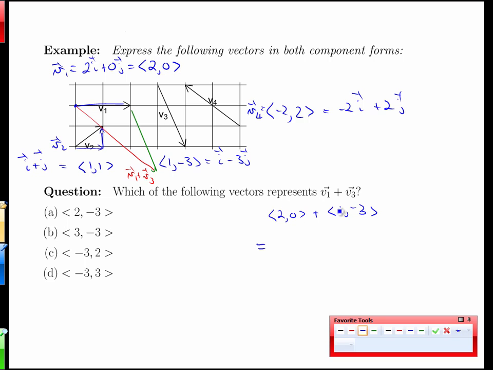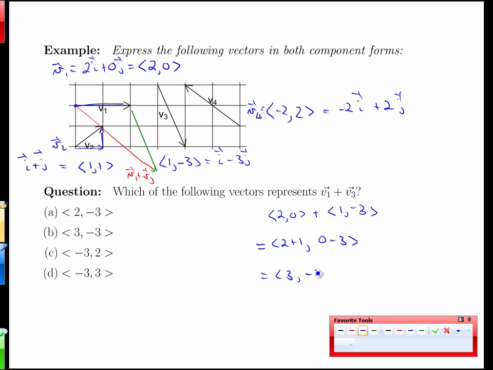The x component of the net vector comes from all the x components of the vectors I'm adding. I take the 2 and the 1, and I get a 3. I took 3 steps to the right. Now, what happened in the vertical direction? Well, there's no vertical change in the first vector. The second vector took us down 3.